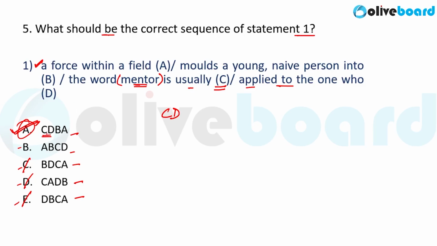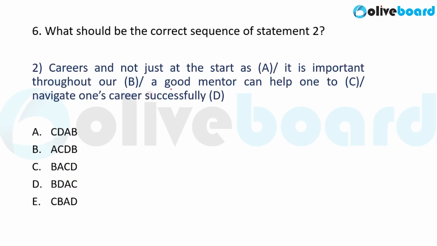So the order is C, D, B, A. And this sentence gives us the meaning or the role of a mentor. Now moving on to the second question in this set, it says the correct sequence for statement 2 can be which of the following options.